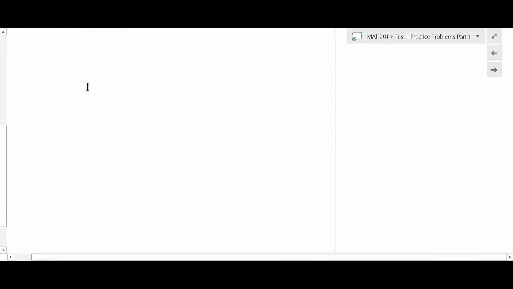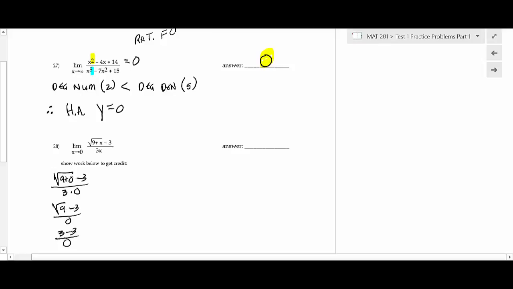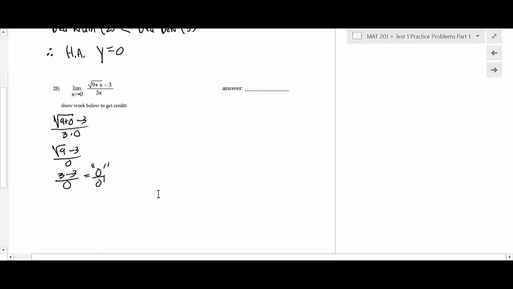Okay, and then the next problem on here is a limit. Let's start by plugging 0 in. So you would have the square root of 9 plus 0, minus 3, over 3 times 0. That's the square root of 9, minus 3, over 0. That's 3 minus 3 over 0. So that is a 0 over 0 limit, so we need to do some algebra on this to make it work out.